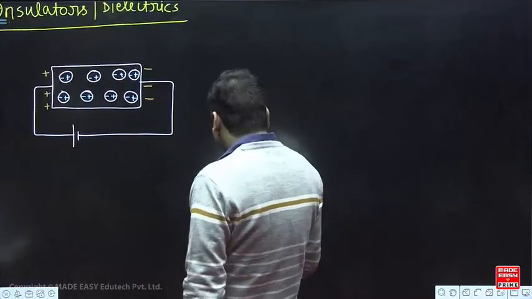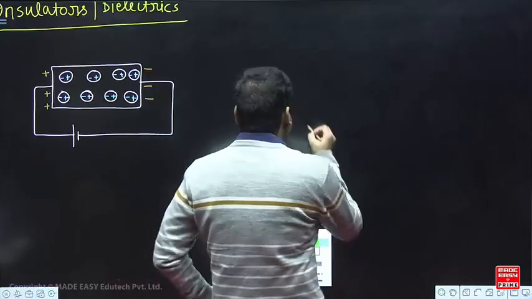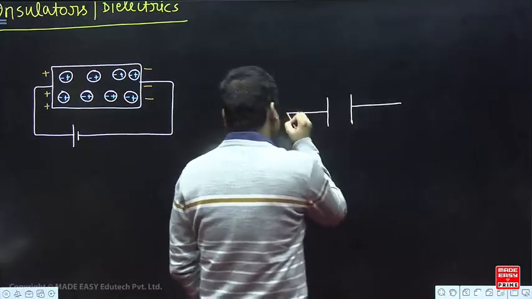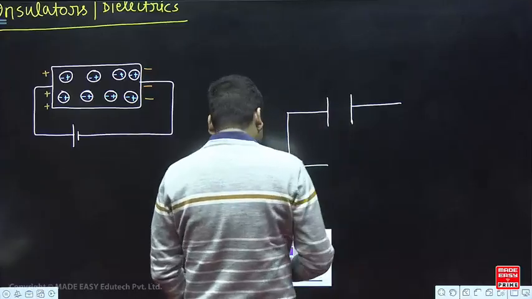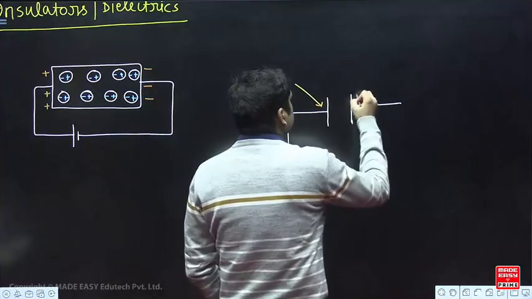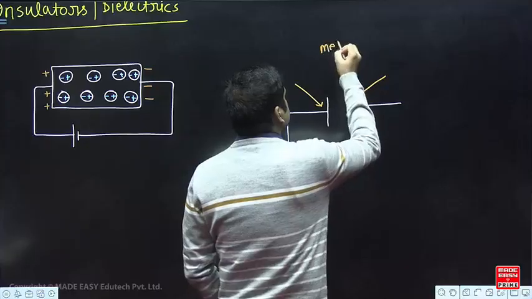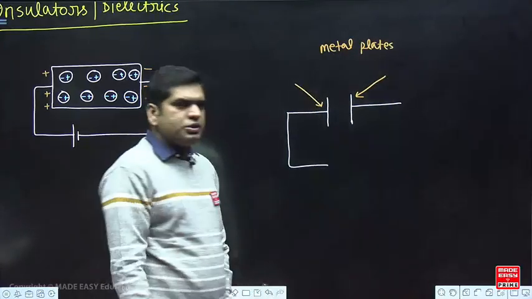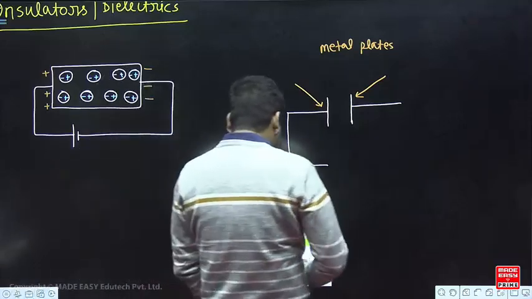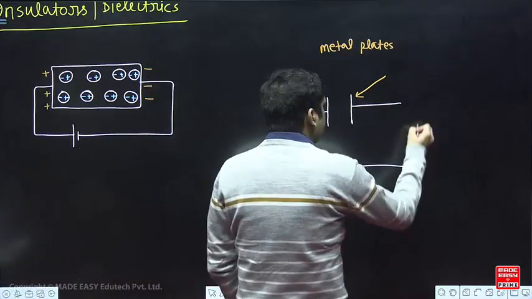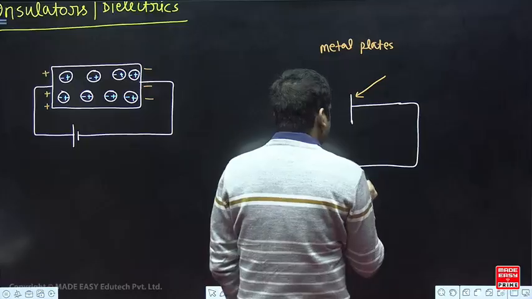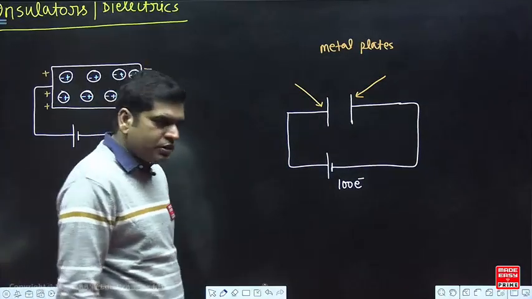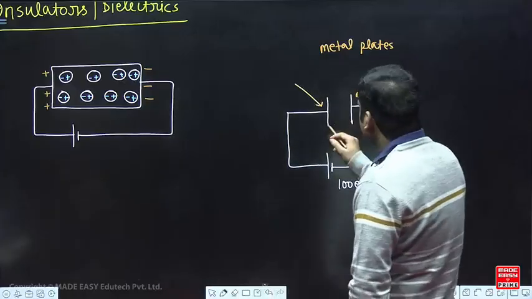Why? You see, we make a device that is known as a capacitor. The purpose of this capacitor is to store charge. These are two metal plates, and on these metal plates we want to store charge. Let us suppose we want to store charge equal to 100 electrons.